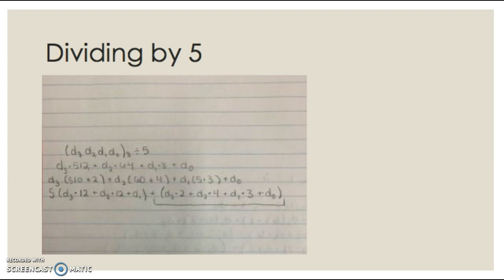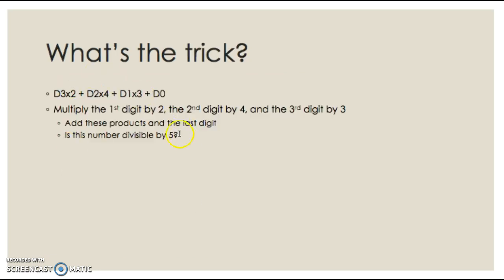Dividing by 5 is, again, one of the trickier ones. So you write out the number the same way, separate all of the numbers and put them into parts that are divisible by 5 and parts that are not. So you do that separating and find out that what you have left over here is D3 times 2 plus D2 times 4 plus D1 times 3 plus D0. So the trick is that equation. You're just going to look at that equation and find out if, once you've multiplied and added, that is divisible by 5.